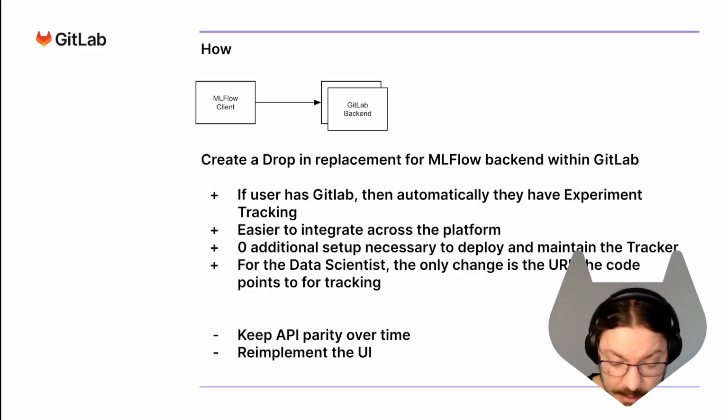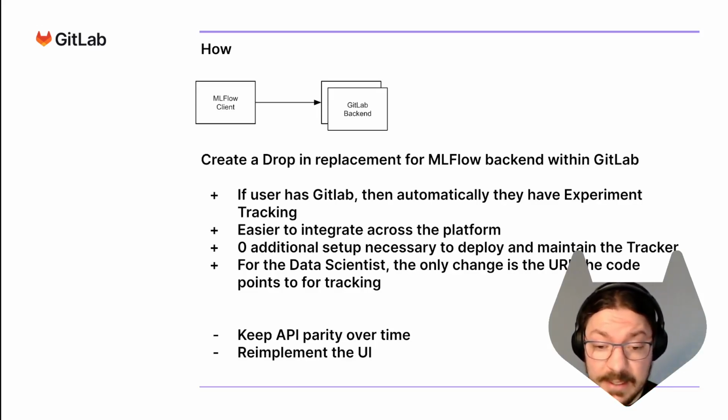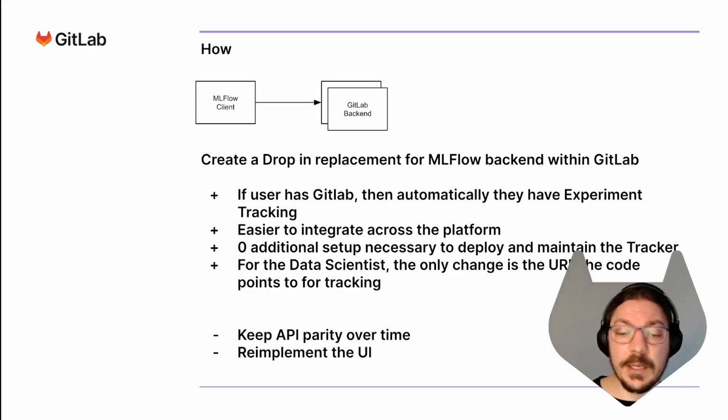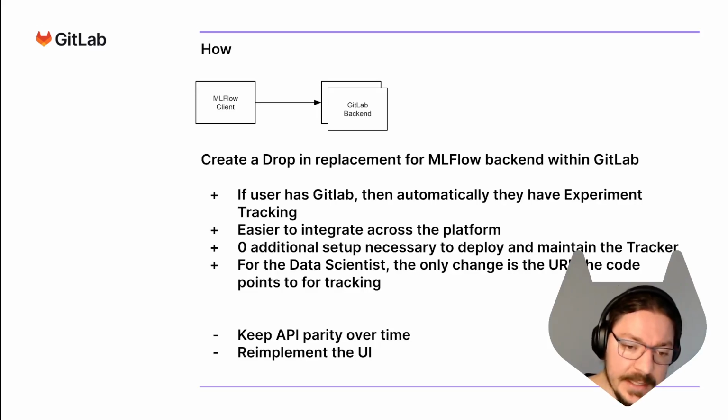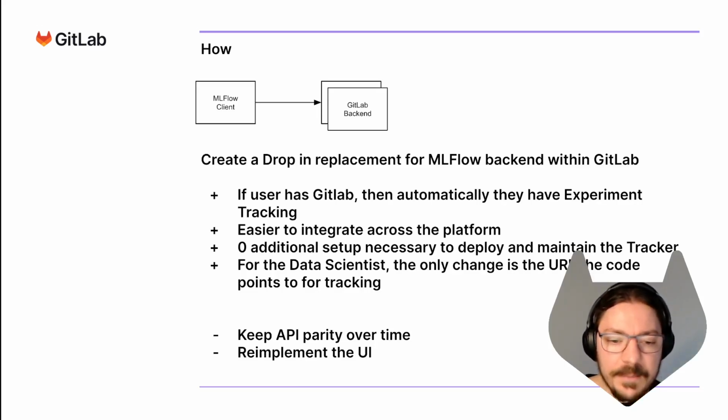The downside here is that we need to keep API parity over time. Currently, we are supporting the MLflow client at 1.8, but MLflow is already at 2.0, so we need to keep the parity going. And the other downside is that we need to re-implement the whole UI. This makes the experience better for your user because it's the same as it will be part of GitLab, so there's no difference in UI, but it's more work on our side.